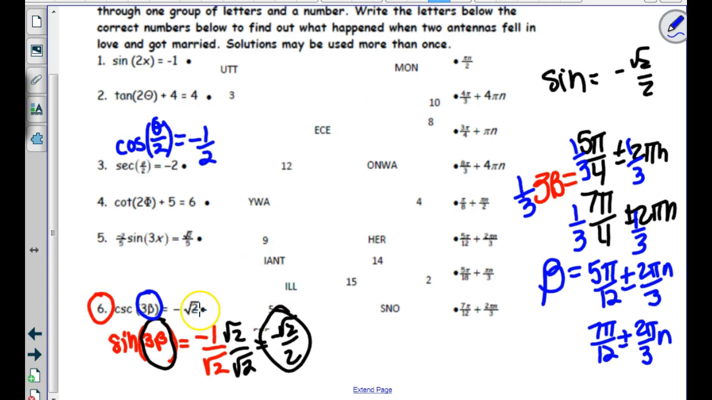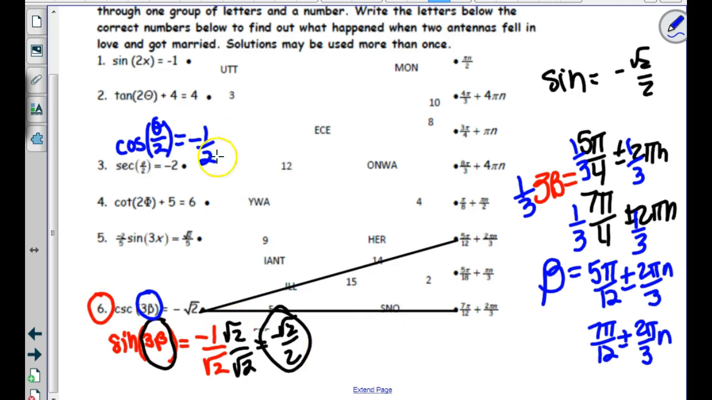It's supposed to go from here. This is 1, isn't it? 7 pi over 12 plus or minus 2 pi over 3. And the other one up here, 5 pi over 12. So apparently we have 14 is ILL. And what was this one? 5 is SNO. Okay. Got it?